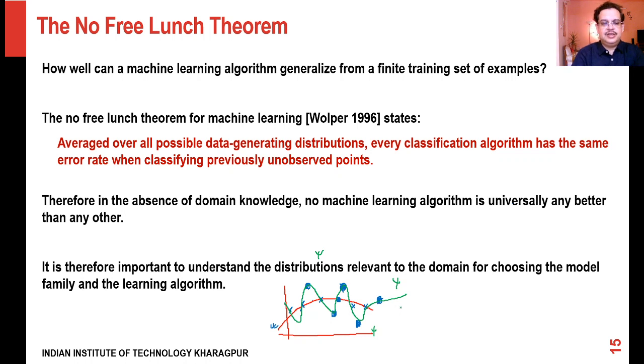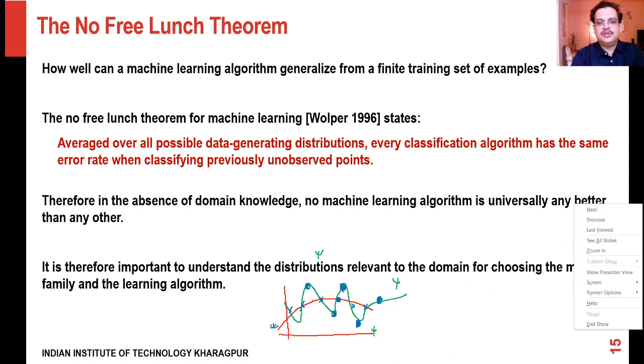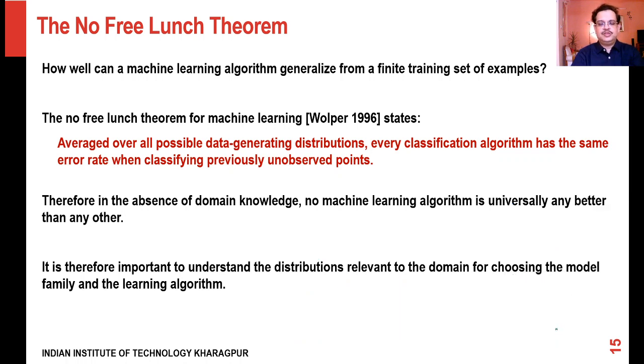So what it essentially tells us is that in the absence of any domain knowledge, in the absence of any constraints or anything that you know about the distribution from which the data is coming, there is no machine learning algorithm which is universally superior to any other. They can all suffer from the same amount of error by changing the data generating distribution.